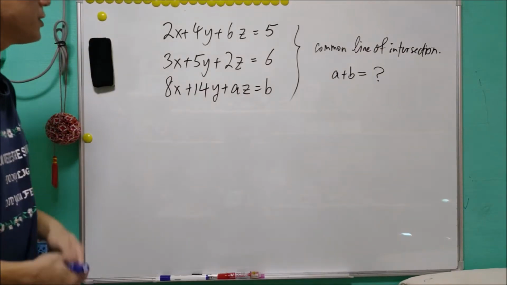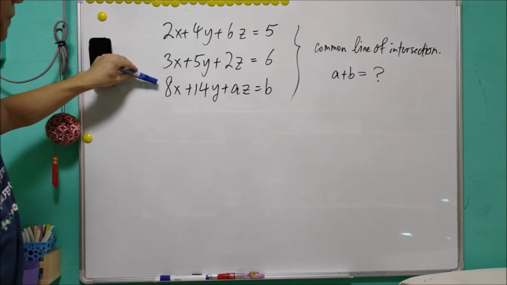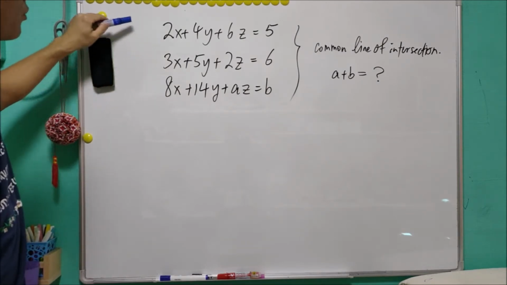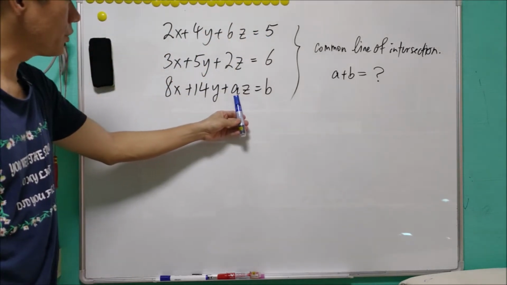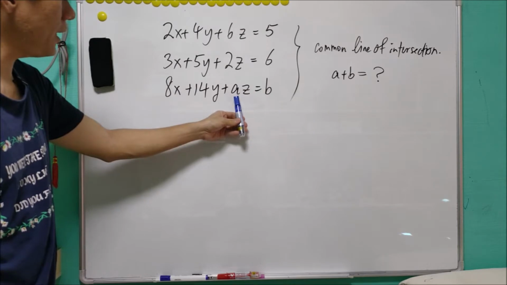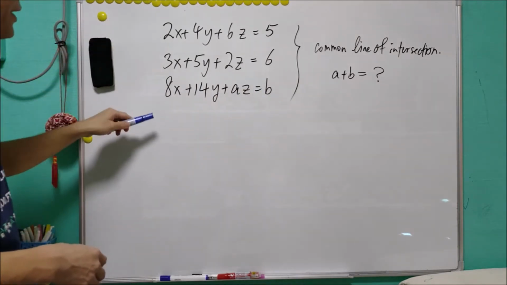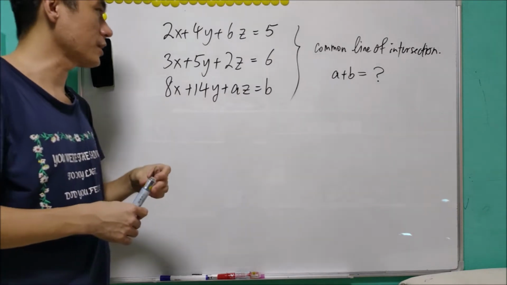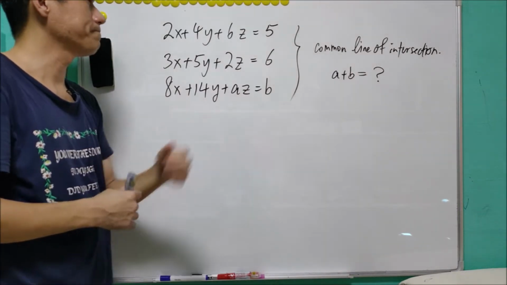For this question, we are given the equation of three planes. The first two, we know everything of it, but for the third one, we do not know exactly what A and B are. Given that these three planes have a common line of intersection, what is the sum of A and B?